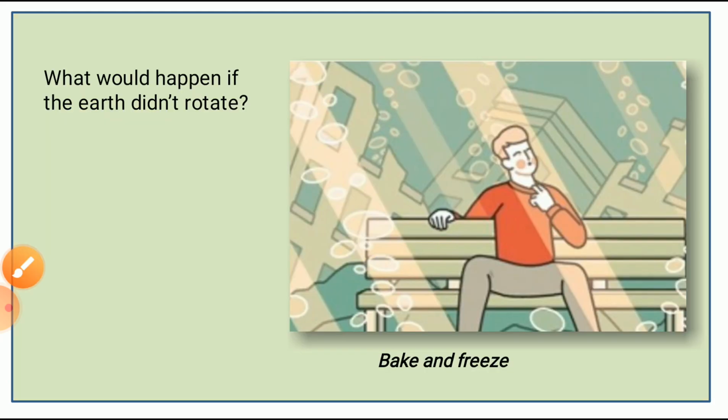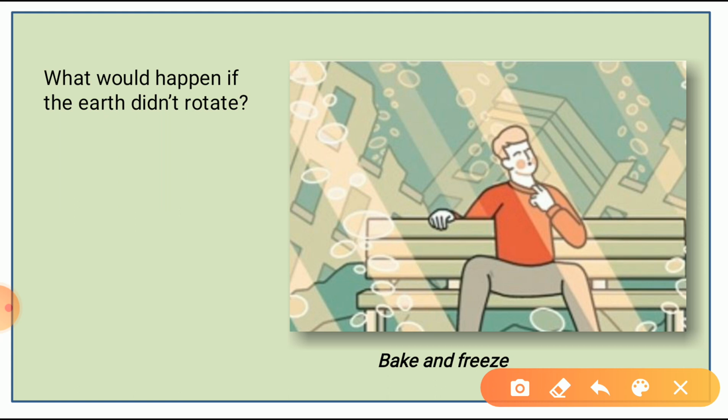Now, do you wonder what would happen if the Earth did not rotate? Well, in that condition, one side of Earth would always experience light and the other side of the Earth would always experience darkness. The Earth facing the sun would always experience day, and thus there would be continuous warmth in the region. At the same time, the other half would always remain dark and be freezing cold all the time.